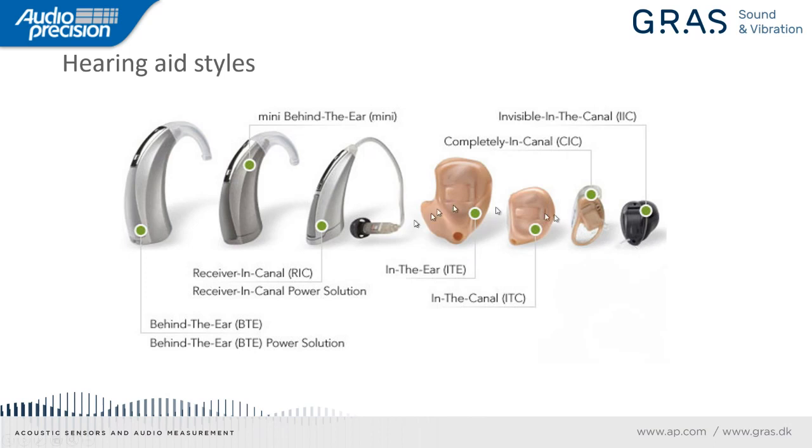Smaller ones fit a little further in the canal, called the ITC, or in the canal. Then a smaller one yet is completely in the canal, the CIC. And finally on the right, the very tiniest one is an invisible in the canal, which is small enough to be inserted completely inside the ear canal and is totally invisible from outside. So you can't even tell that the person is wearing hearing aids.